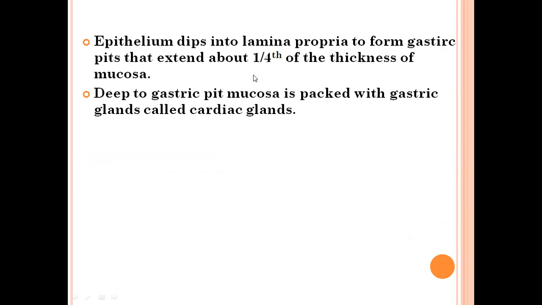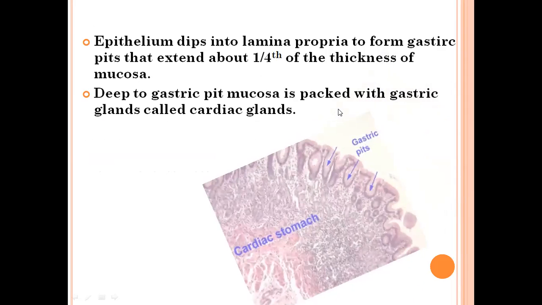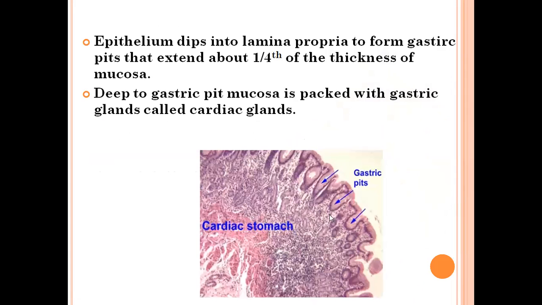So epithelium dips into lamina propria, isn't it? We have seen, this is all lining epithelium which is dipping into the lamina propria to form the openings into the lumen. These are nothing but gastric pits that extend about 1/4 of the thickness of the mucosa. Deep to the gastric pits, mucosa is packed with gastric glands.